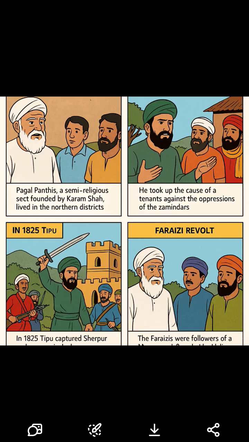Key comparison table. Aspect: Pagalpanthis, Farizis. Founder: Karam Shah; Haji Shariatullah. Main leader: his son; Dadu Mian, his son. Area: North Bengal, Sherpur, Garo Hills; Eastern Bengal, Faridpur, and nearby. Nature: semi-religious, tribal, political; religious, Islamic, social, political.